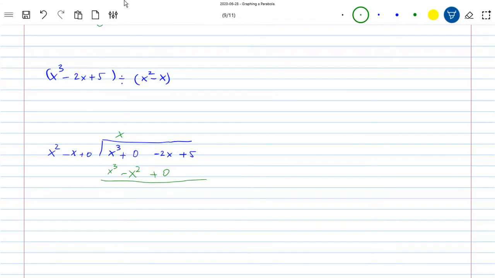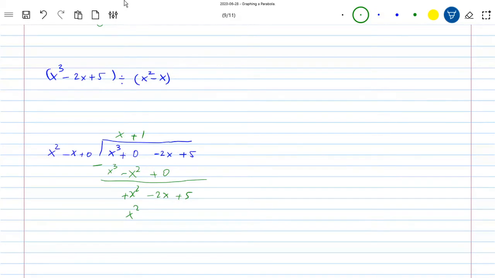Okay, now if you subtract these, x cubed minus x cubed will cancel out. 0 minus negative x squared is plus x squared. This is very important that you put that 0 so you do not make the mistake. Negative 2x minus 0 is still minus 2x, and plus 5. And here finally, plus 1. 1 times x squared is x squared.